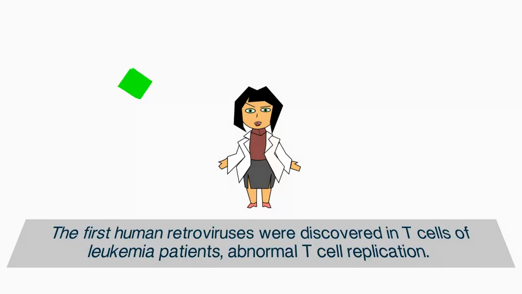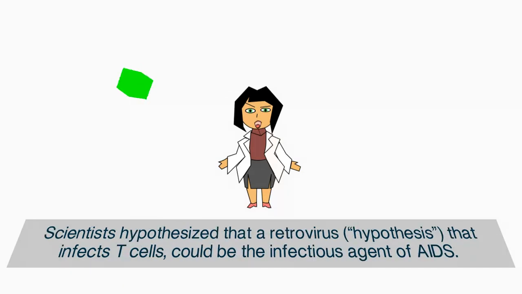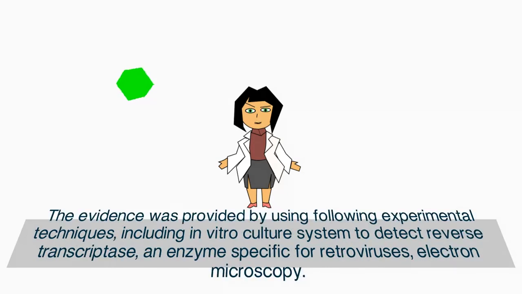The first human retroviruses were discovered in T cells of leukemia patients, with abnormal T-cell replication. Scientists hypothesized that a retrovirus that infects T cells could be the infectious agent of AIDS. The evidence was provided by using the following experimental techniques, including an in vitro culture system to detect reverse transcriptase, an enzyme specific for retroviruses, and electron microscopy.